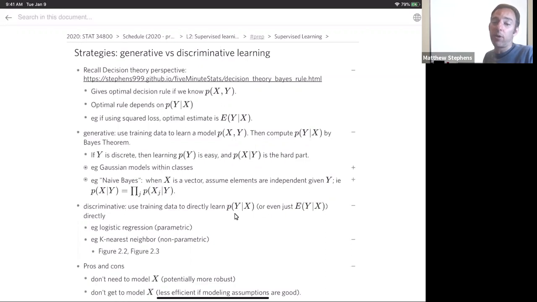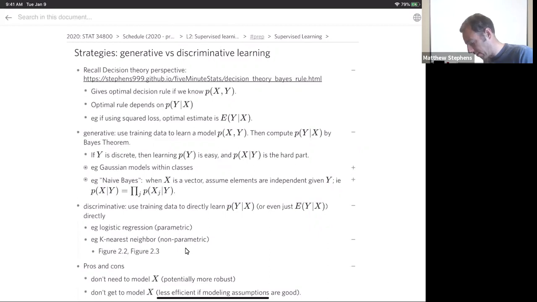So let's bypass the difficulty of estimating p of x given y and just directly try and learn p of y given x. An example of a method that you probably have come across that does this is logistic regression. It models the conditional distribution of y given x. And we'll also see in a minute examples that you may or may not have seen before based on k nearest neighbors. You can think of that also as kind of trying to learn p of y given x directly from the training data.